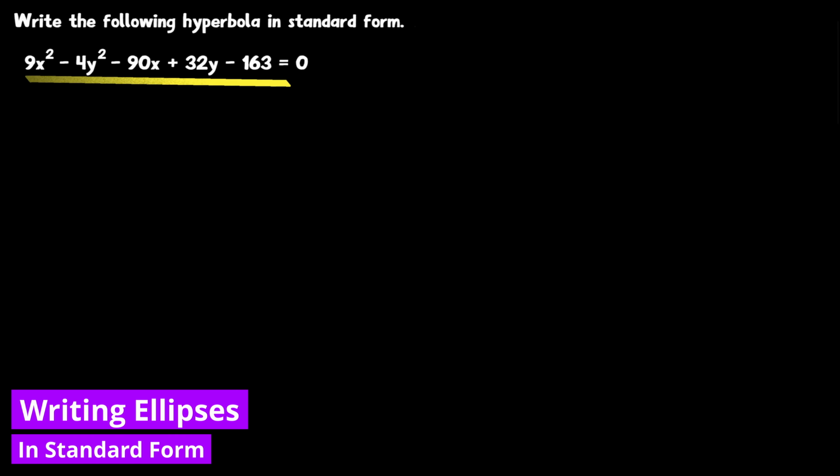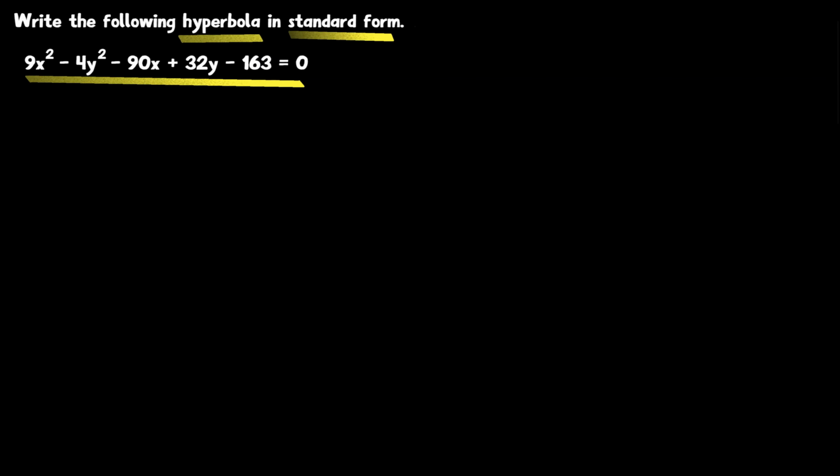Welcome. Let's consider the following equation, which represents a hyperbola, and let's write it in standard form. The first thing that we should do with the equation that we're given is organize our terms. Let's write the terms that have an x on them first. Let's write the terms that have the y term on them. And this term that has neither an x nor a y, let's move it to the other side.